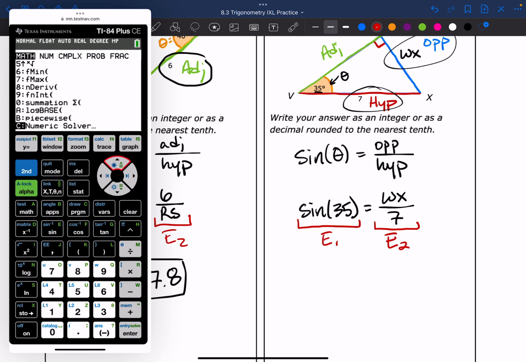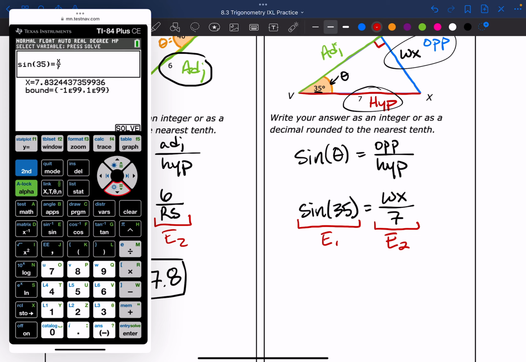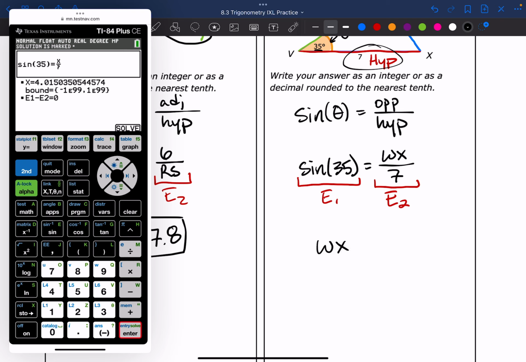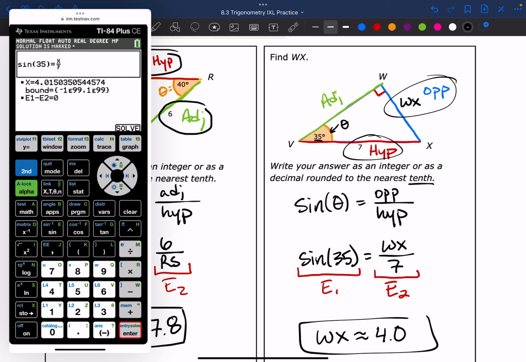Math, press up, numeric solver. I'm going to put sine of 35. My fraction, I'm going to put x on top, 7 on the bottom. Press 1, alpha, enter. And what I get is an approximate value for WX rounded to the tenth place, or the first decimal. It's going to be just 4.0. So WX, the opposite side, is roughly 4.0 in length. And it should be less than 7, and it is.